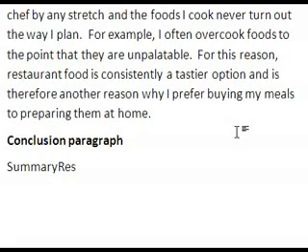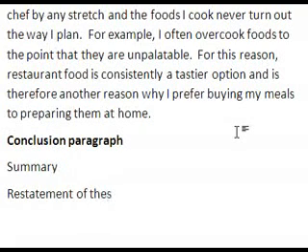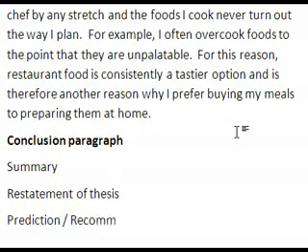The second is a restatement of thesis. So we're going to say our thesis again in different words. Finally, a prediction or a recommendation. Basically, what we believe will come true in the future based on this essay, or what we want to come true in the future based on this essay.